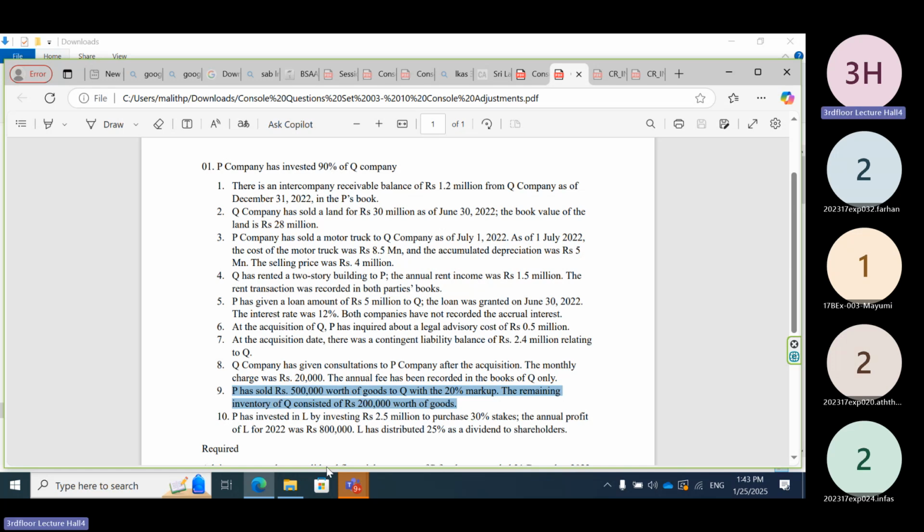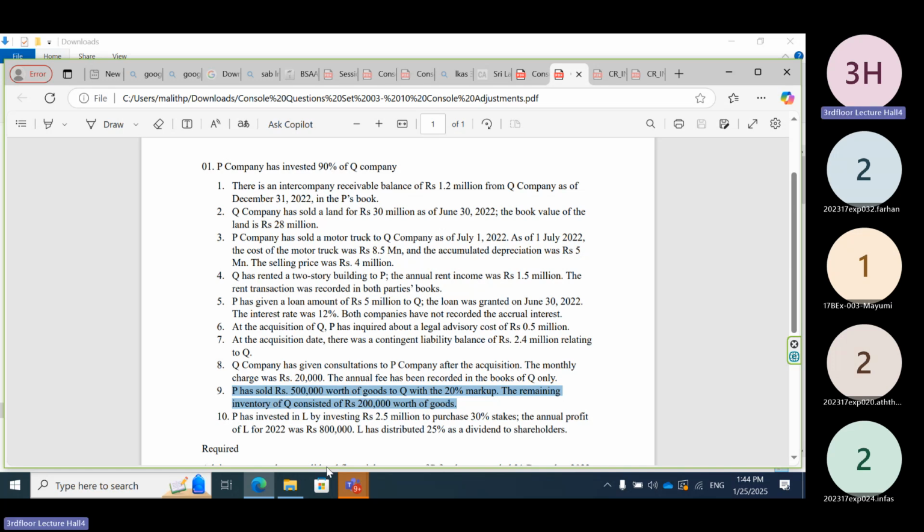In the previous example, we didn't have any unrealized gain. Whatever the purchase was, we sold it out. Previous question, 20,000 to 30,000 can be. That time we didn't have any unrealized gain. But here we have unrealized gain. We sold it at 500. From this 500, we are keeping 200 in the inventory. As one company, how much we sold out? Only 300,000.